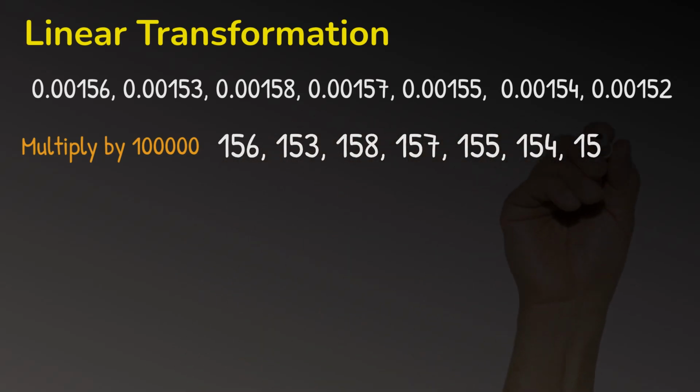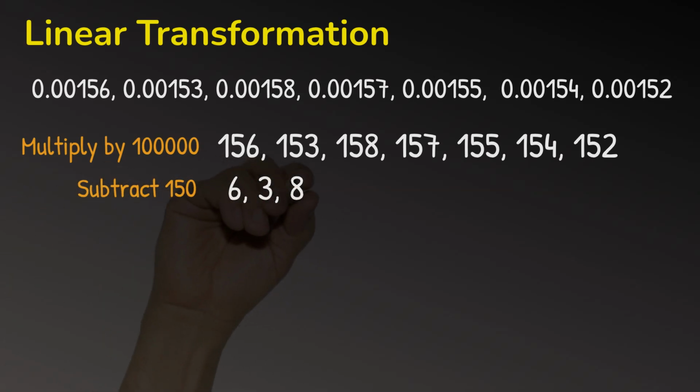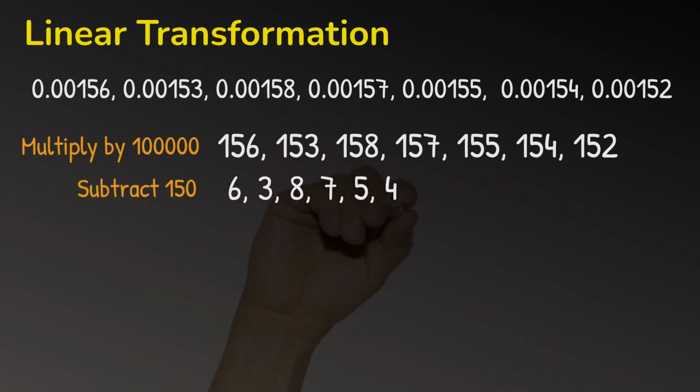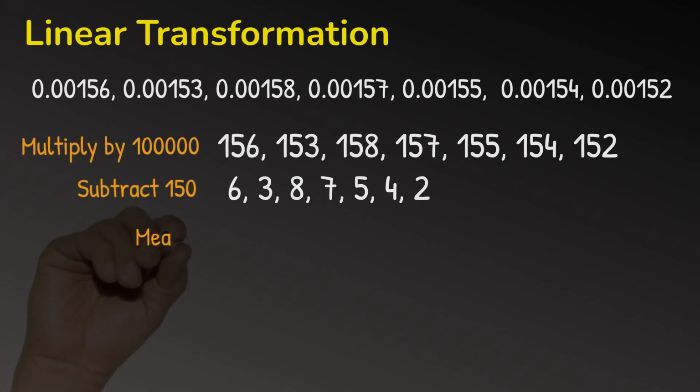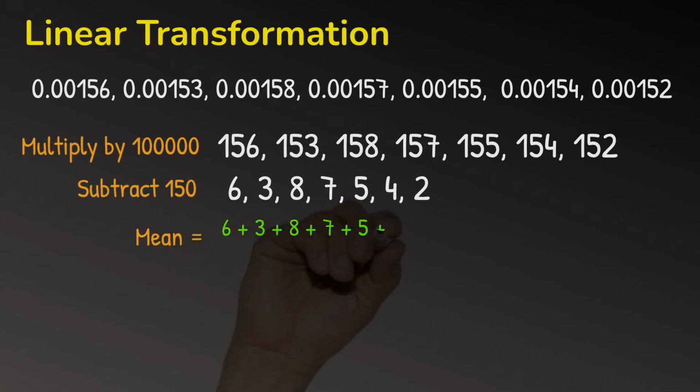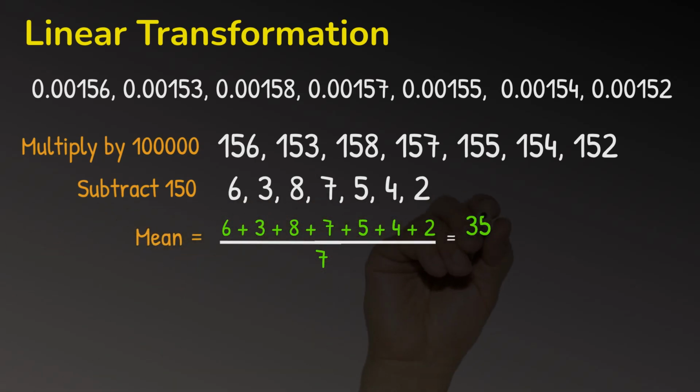But you may have already noticed that now we have these numbers, we can also scale down because every number is 150 something. So if we subtract 150 from every number, we end up with 6, 3, 8, 7, 5, 4, 2. Perfect. So now it's easy to calculate the mean. Add all those numbers together, divide by 7, and we end up with 5.